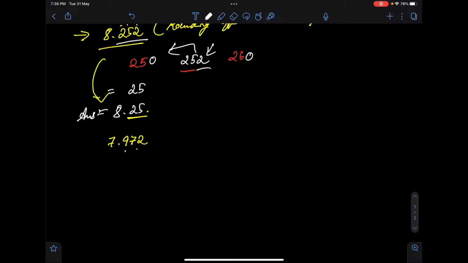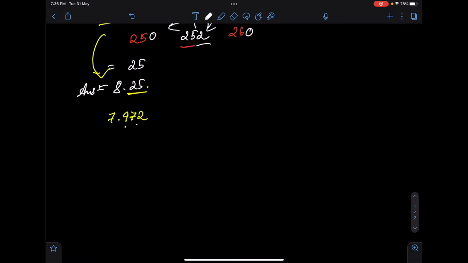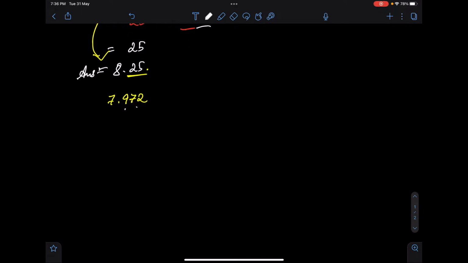We'll convert it to a two-decimal and a one-decimal number. Okay, so first of all, 7.972. Let's write it down once again. We'll take 972 here. For one decimal point, that means nearest 10th. We write the two sides, that is 970 and 980.